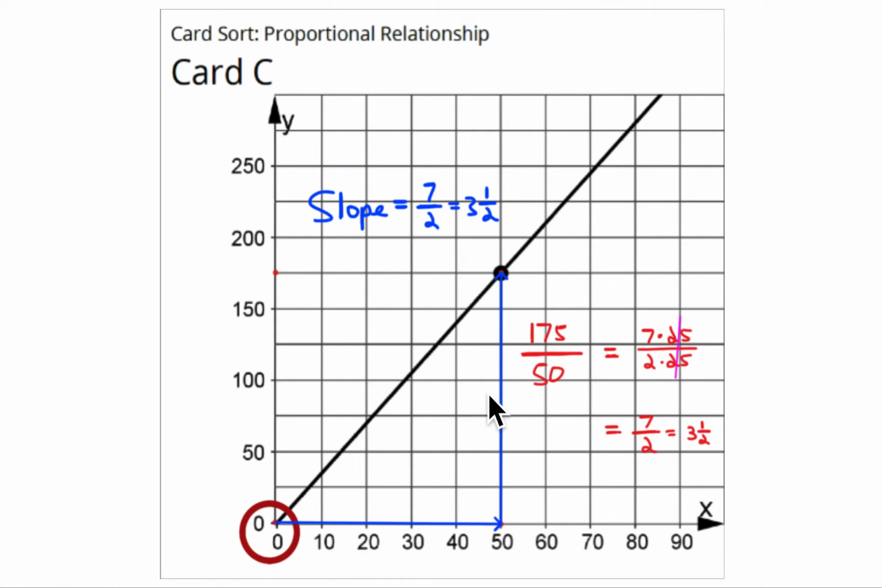This one, y is 7.5 times longer than x. So notice along the y-axis goes out to 175 units. Along the x-axis, it only goes out to 50. So you have to look at the number of units. Don't get confused by the length. So this number of units is 7 halves times the number of units in the x direction.